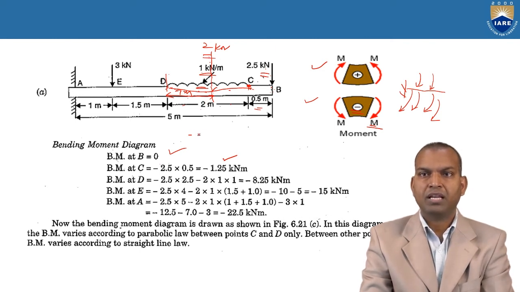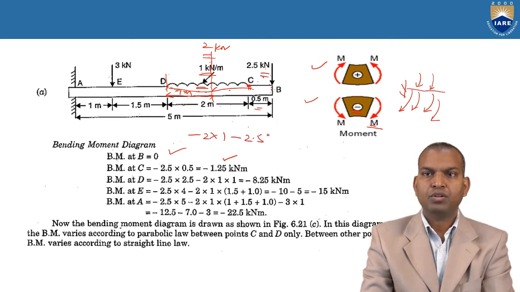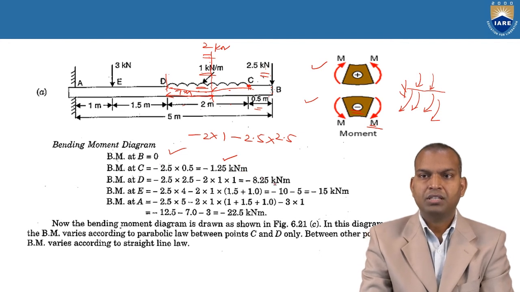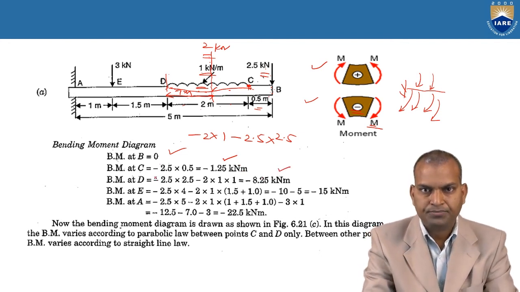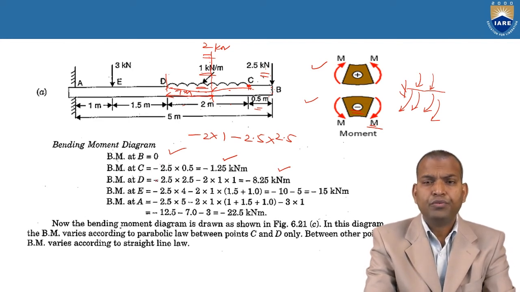Negative value, minus 2 into 1 meter, minus 2.5 into what is the distance? Point B to about this point D, 2.5. The total value comes to negative 8.25 kilonewton meter. So far we calculated at point B, point C, point D. What is the next point?